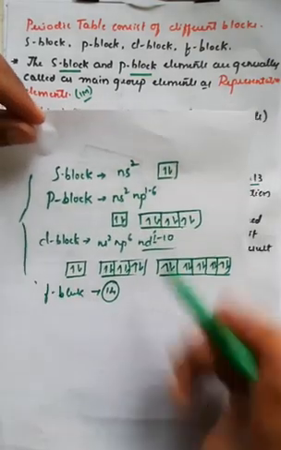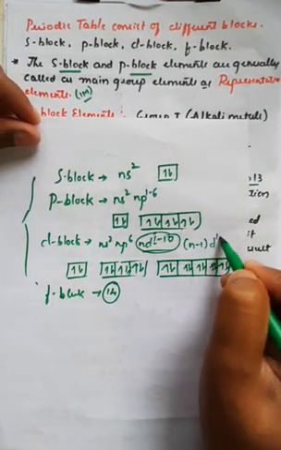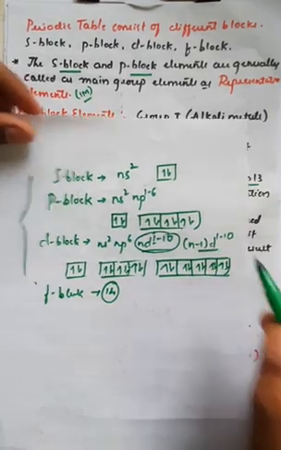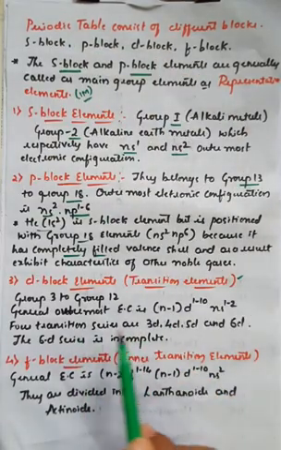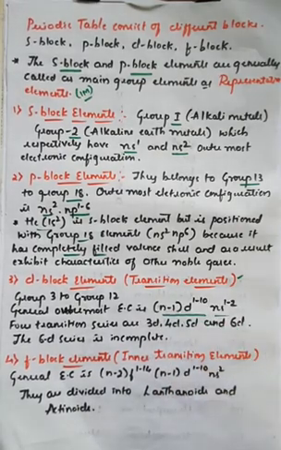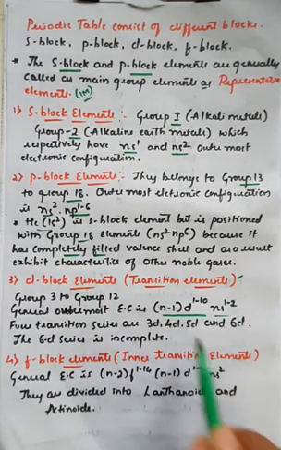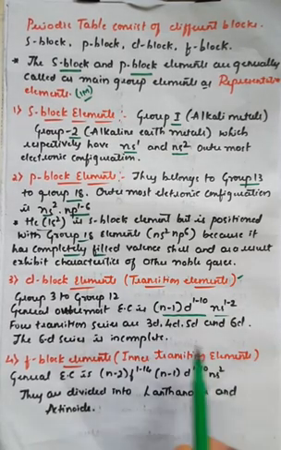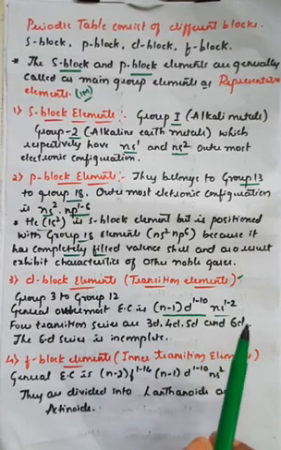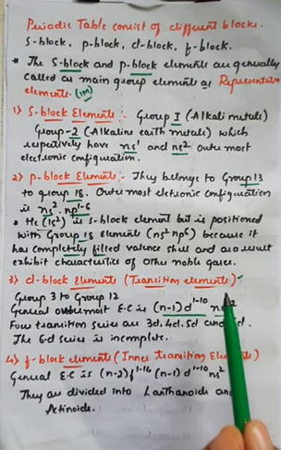Sorry, here I have made a mistake. This is not nd1 to 10, this is (n-1)d1 to 10, right? So the outermost electronic configuration here is (n-1)d1 to 10, that is ns1 to 2, and it is np1 to 6, right? So you must consider both s and p along with d whenever you are writing the electronic configuration of d block elements, or transition elements.